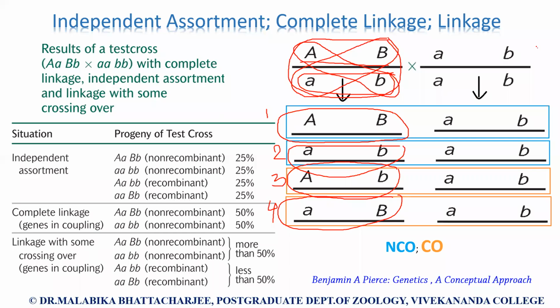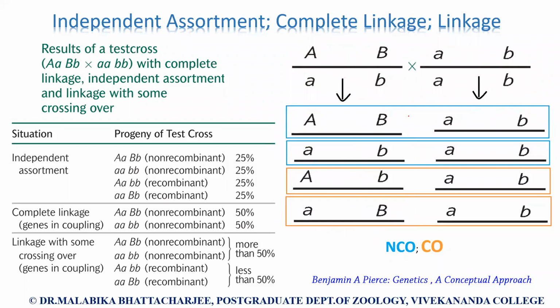If we look into this other parent, now let us concentrate on this parent. There is only one possible gamete that we can get, one form, that is small a and small b. Because this is a homozygous recessive parent, whatever the combination is, it will always be a small a and a small b. Now let us consider the individuals we will get.